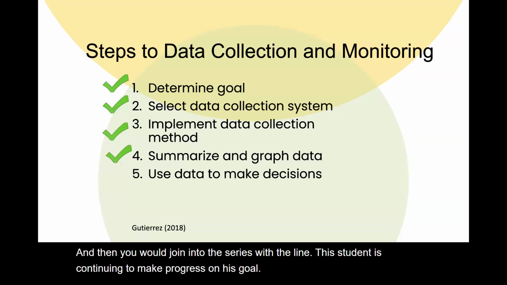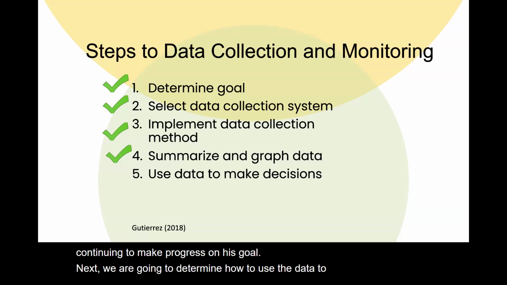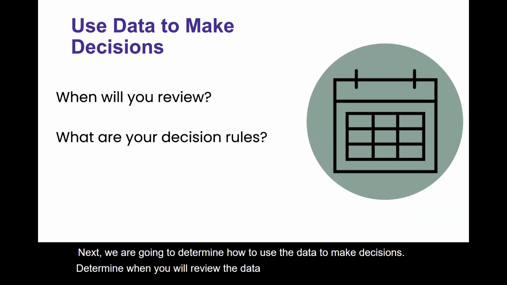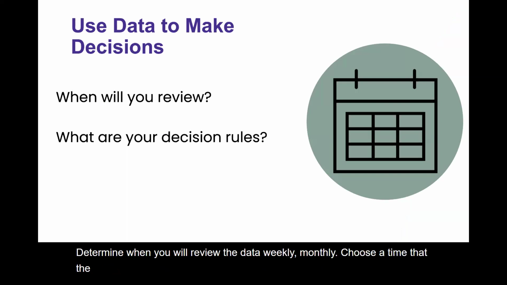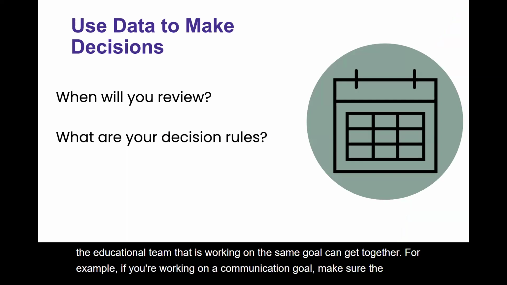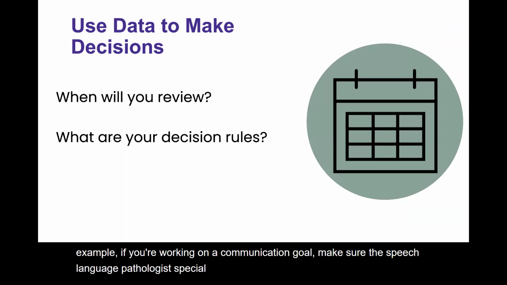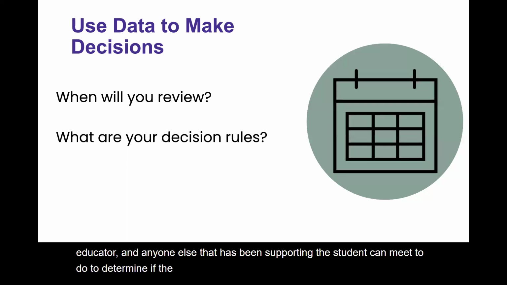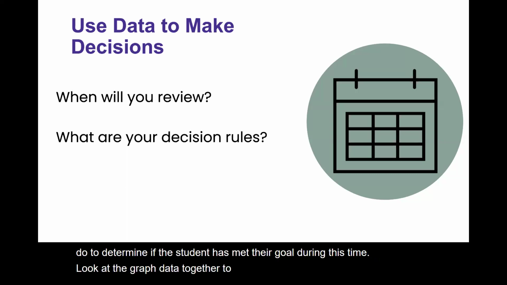Next, we're going to determine how to use the data to make decisions. Determine when you will review the data, weekly, monthly. Choose a time that the educational team that is working on the same goal can get together. For example, if you're working on a communication goal, make sure the speech language pathologist, special educator, the general educator or paraeducator, and anyone else that has been supporting the student can meet to determine if the student has met their goal. During this time, look at the graph data together to make a decision of where to go next.